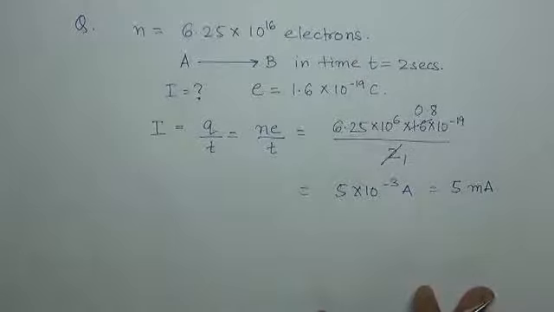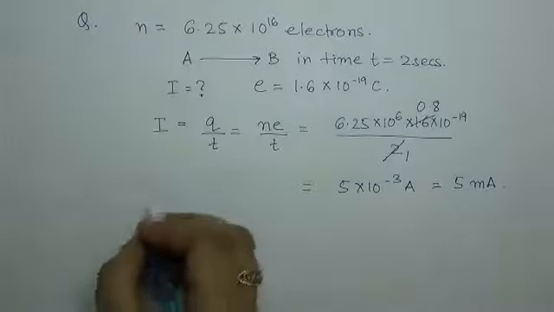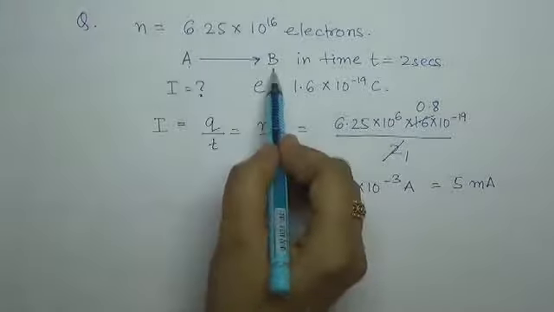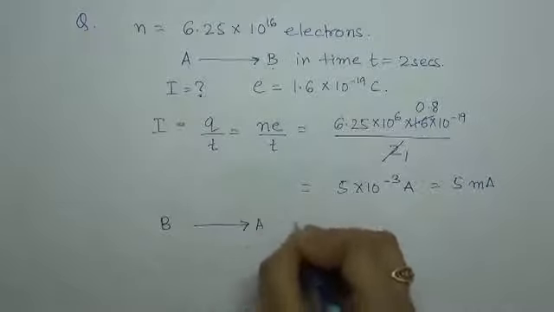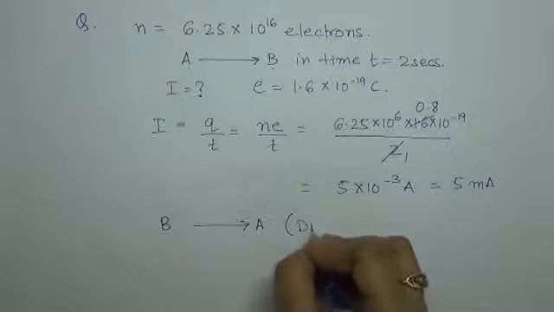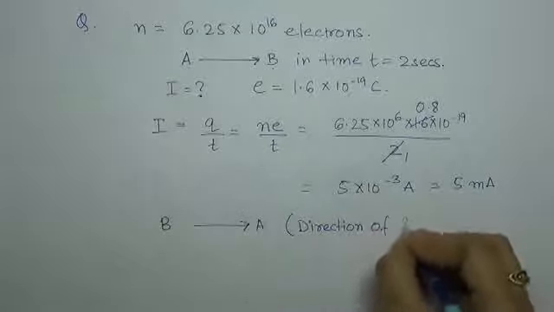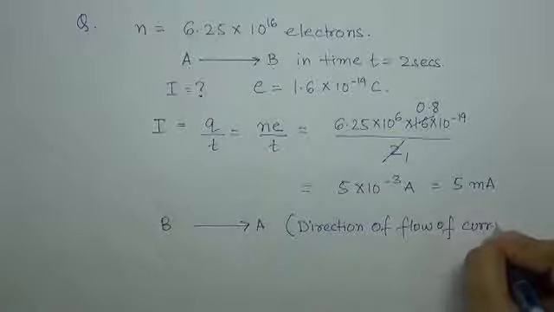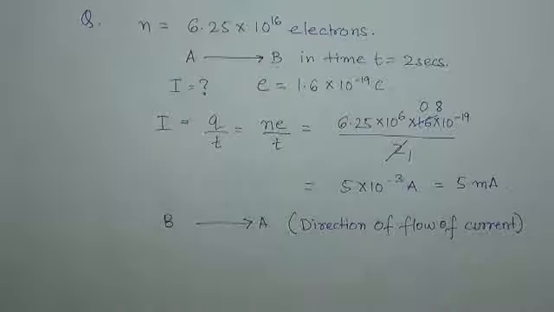Another question can be: if the electrons are flowing from A to B, what will be the direction of flow of current? Always remember, if the electrons flow from A to B, the current will flow from B to A. So from B to A is the direction of flow of current. Current flows always opposite to the direction of flow of electrons. I hope the question is clear to you.